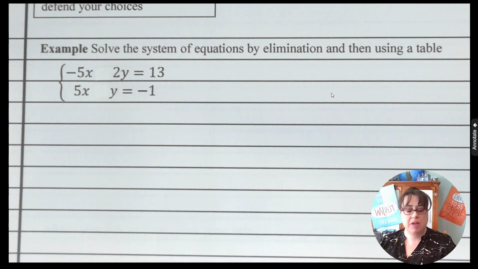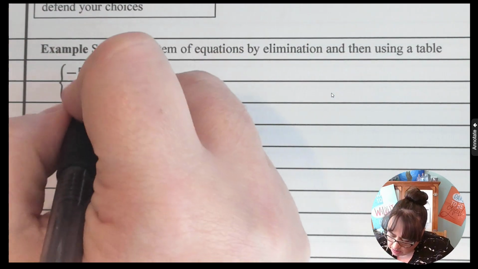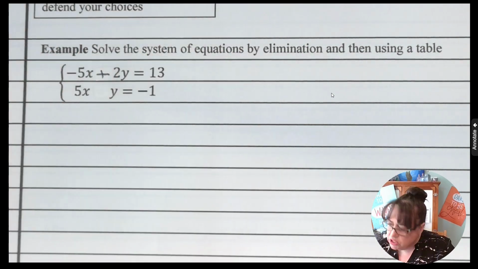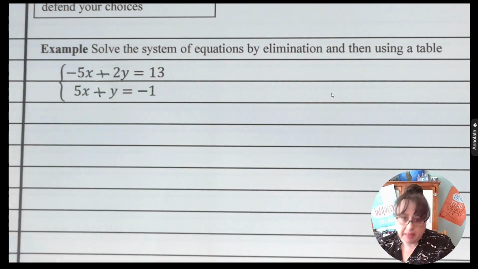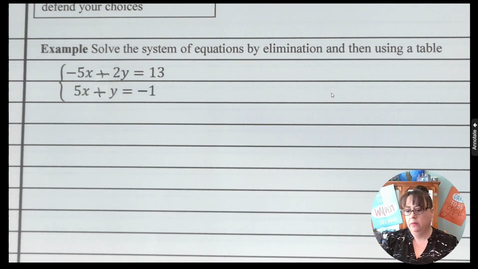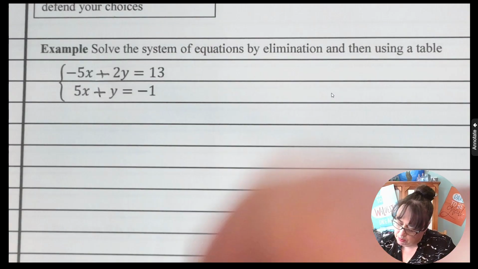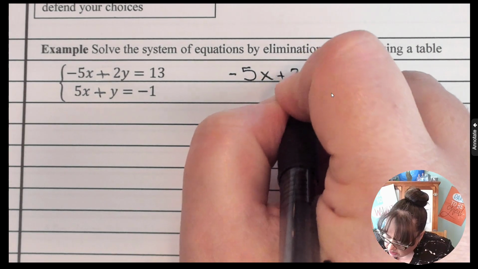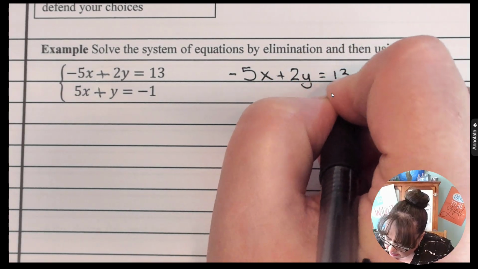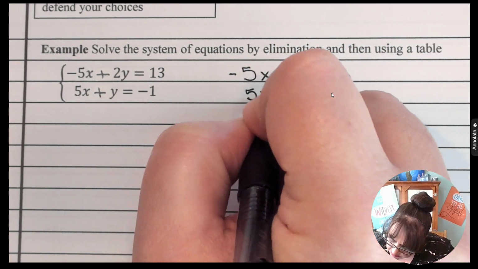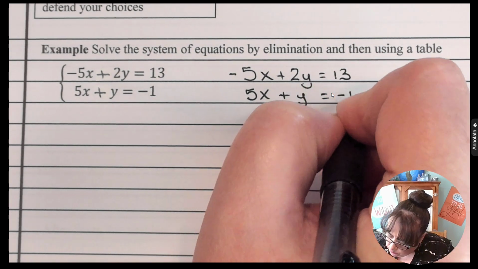It does look like there are some typos maybe on some of them. So this should be negative 5x plus 2y and 5x plus y. So you can see that negative 5x and 5x are additive inverses. And so what will happen there, let's go ahead and rewrite them. So negative 5x plus 2y is equal to 13. And 5x plus y is equal to negative 1.